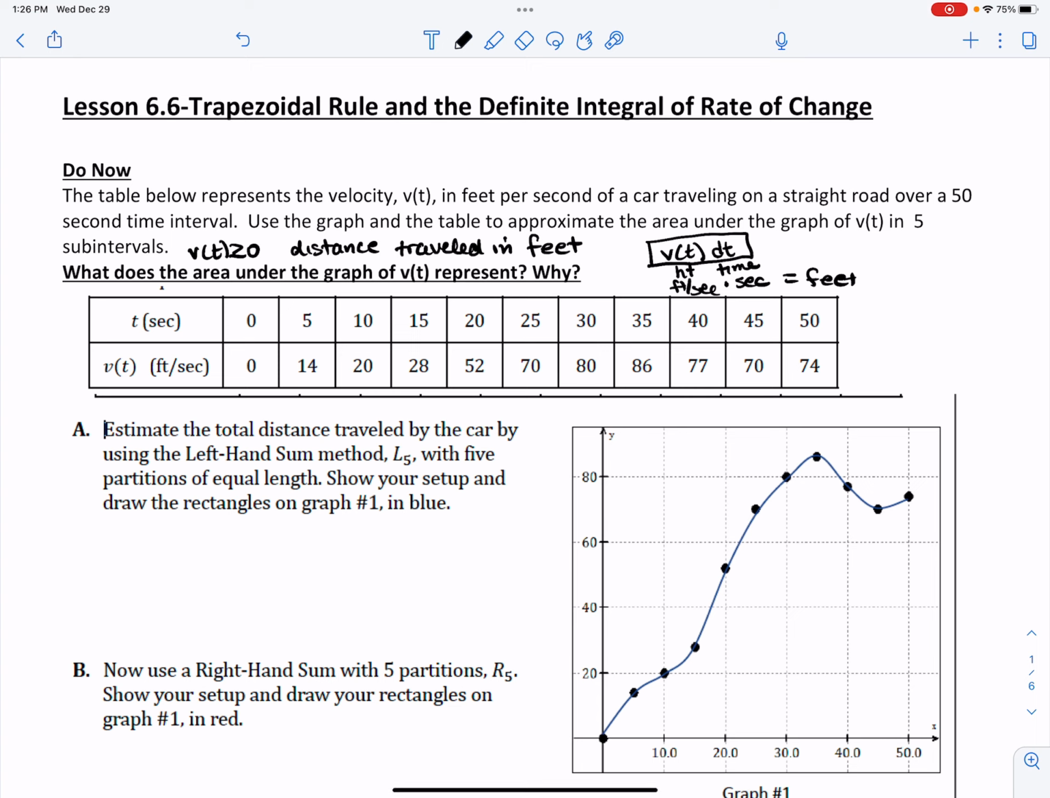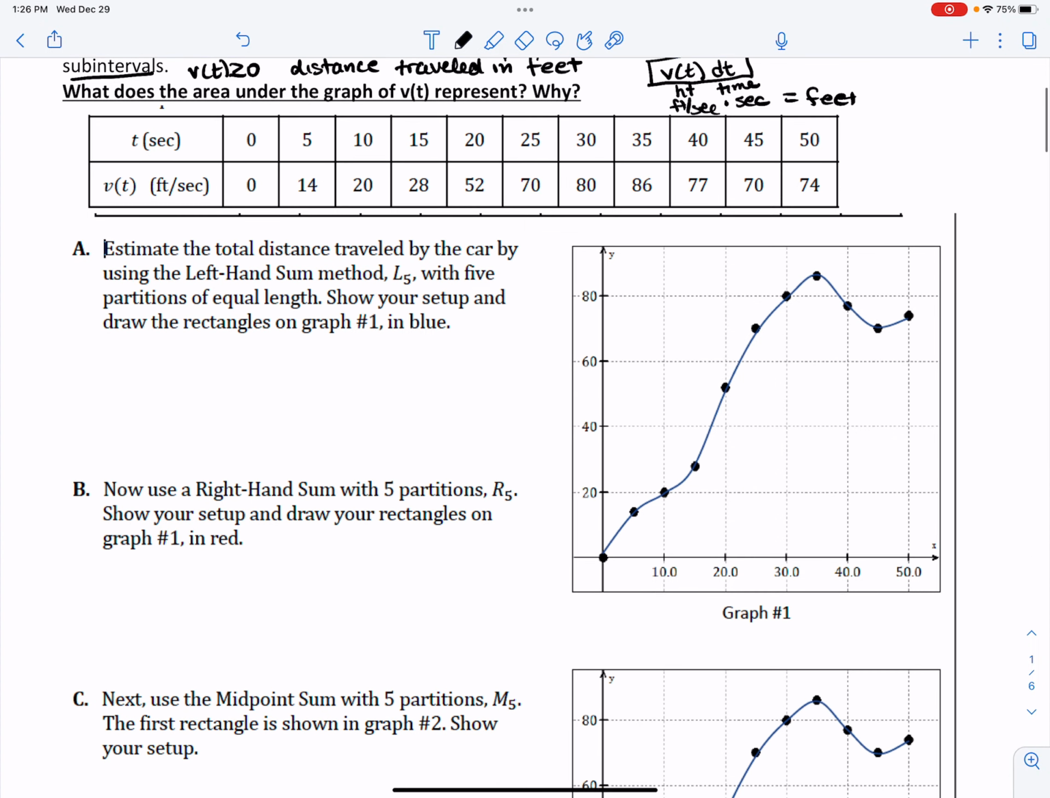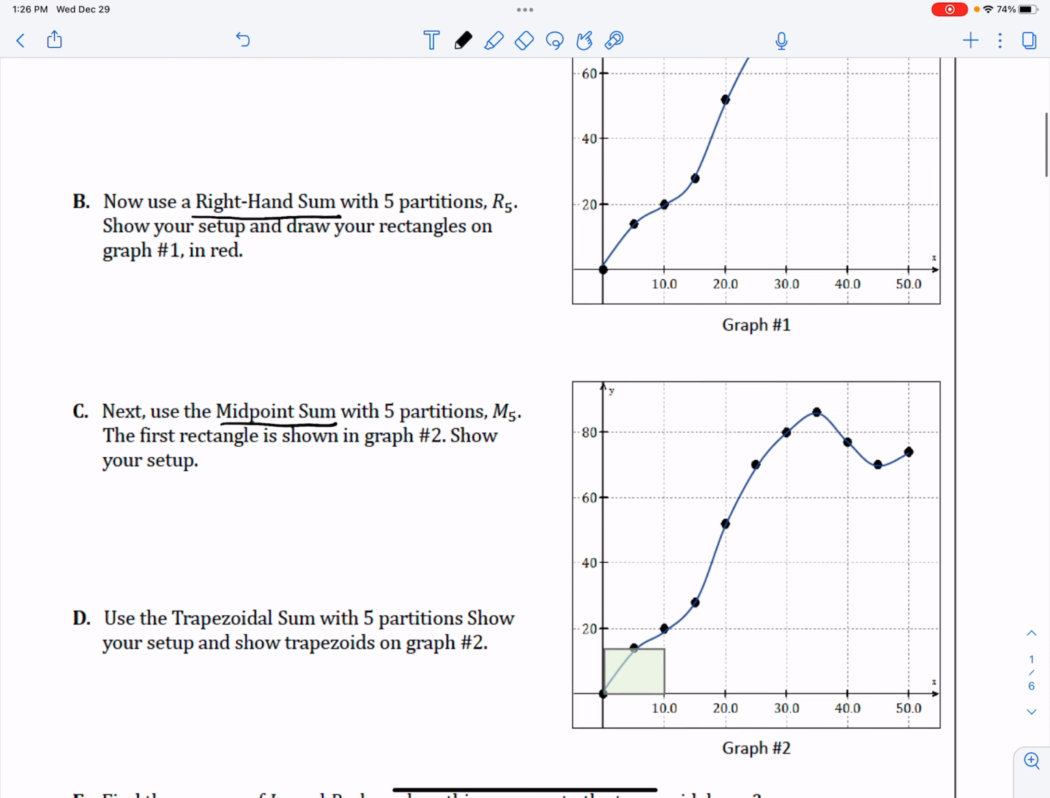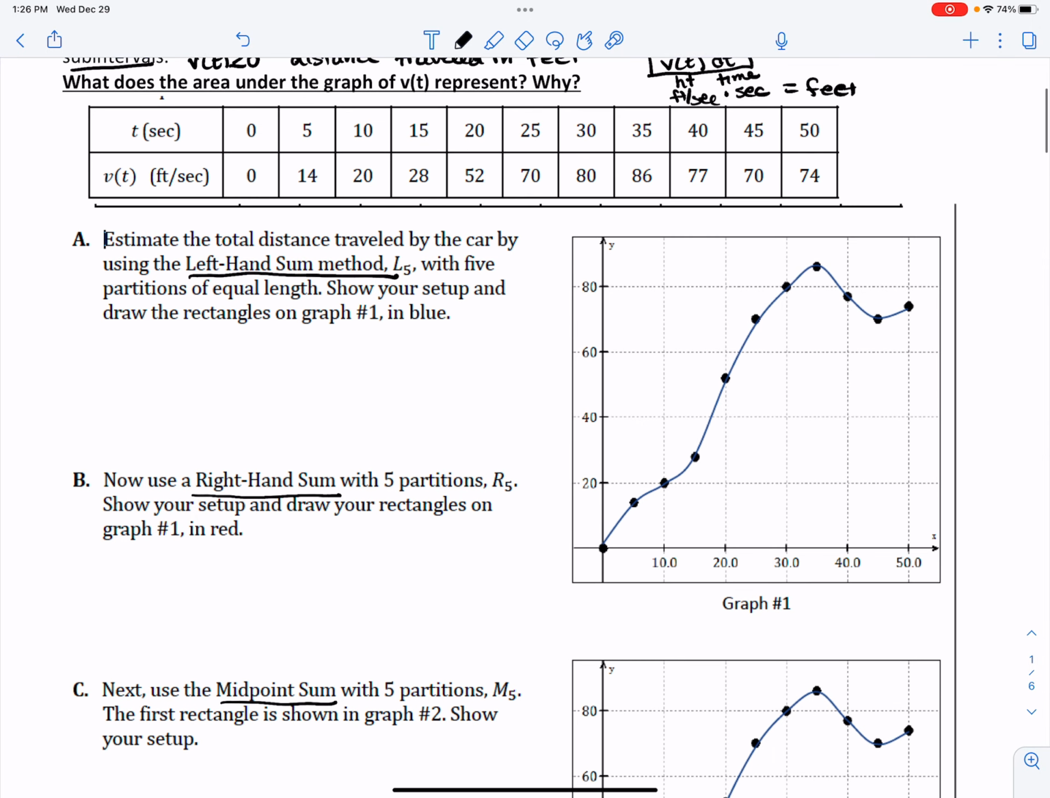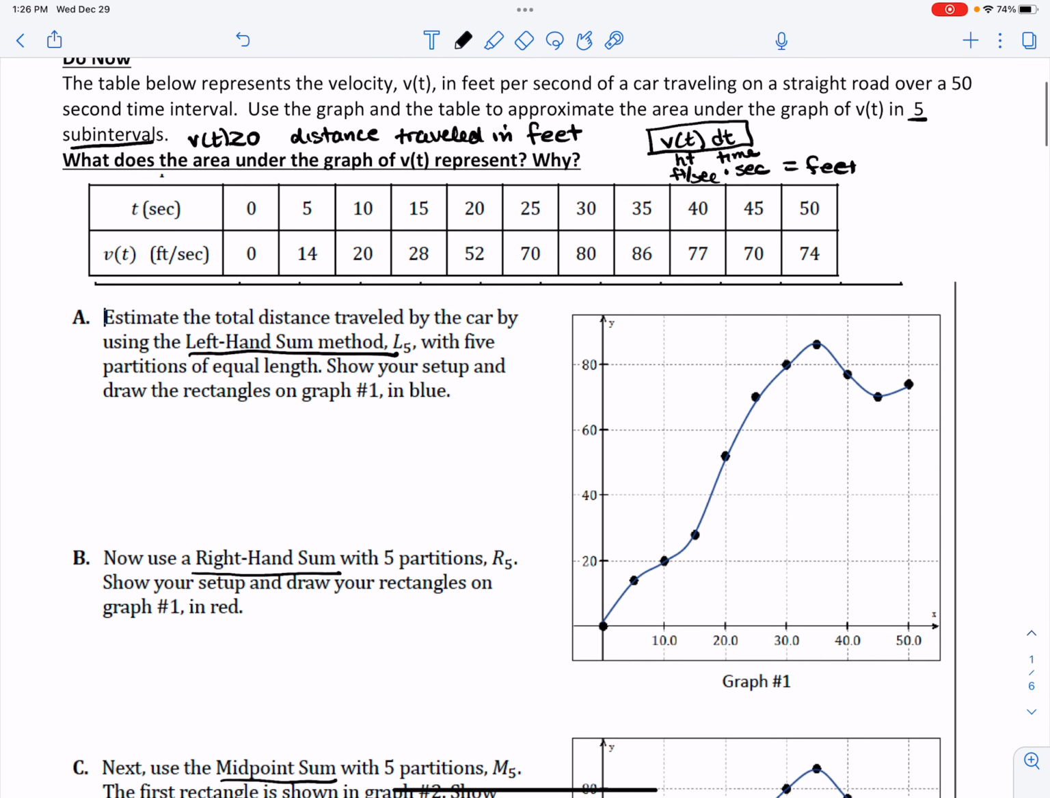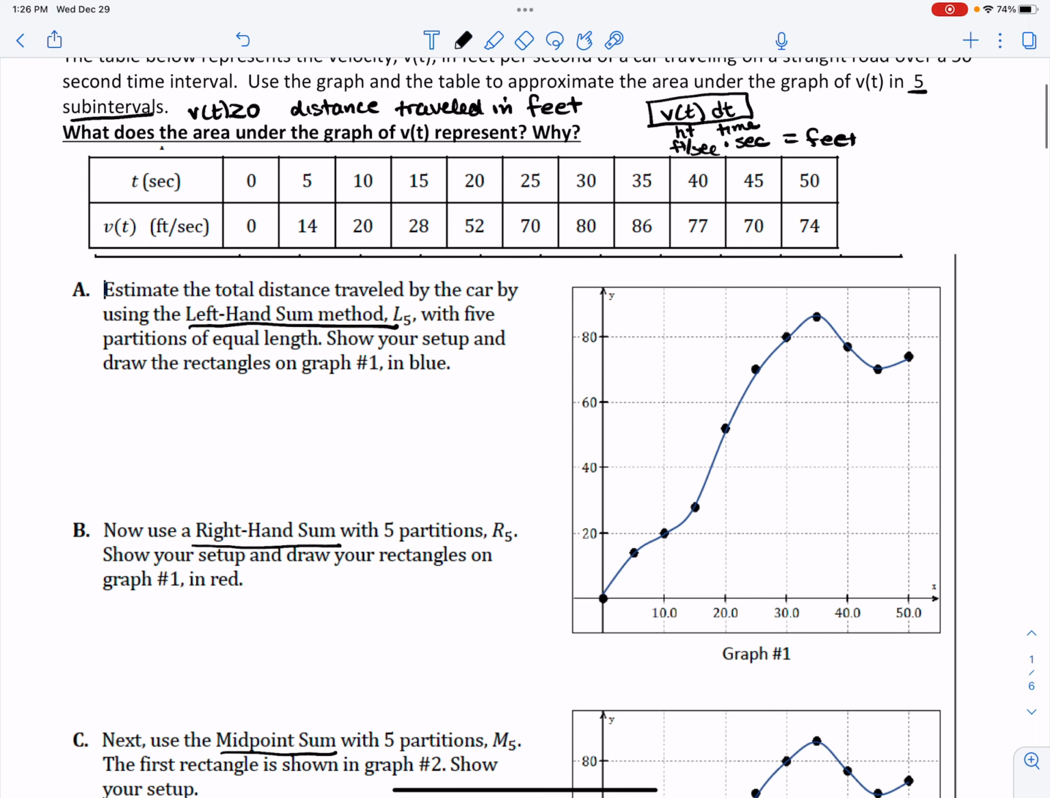Okay, so let's approximate the distance traveled in feet using 5 subintervals. There are 3 ways to do this: left Riemann sum, right Riemann sum, and midpoint Riemann sum. I'm going to do left, right, and midpoint all in one graph here, and then we'll go to how we can use trapezoids to approximate the area under the velocity curve.